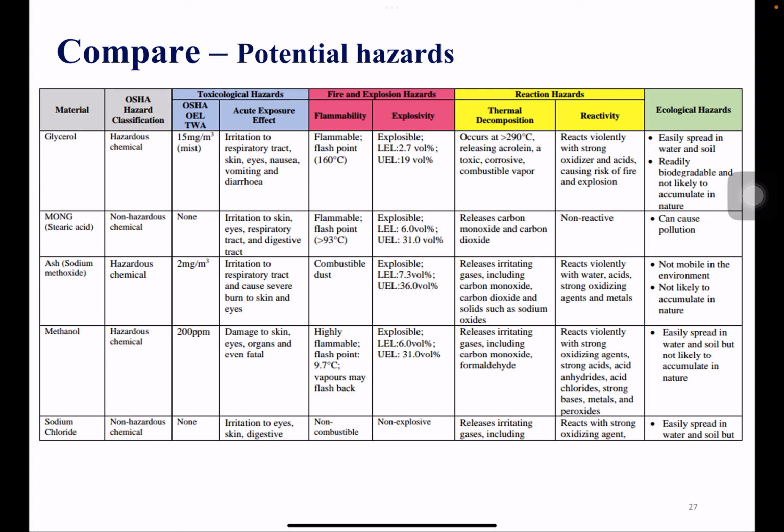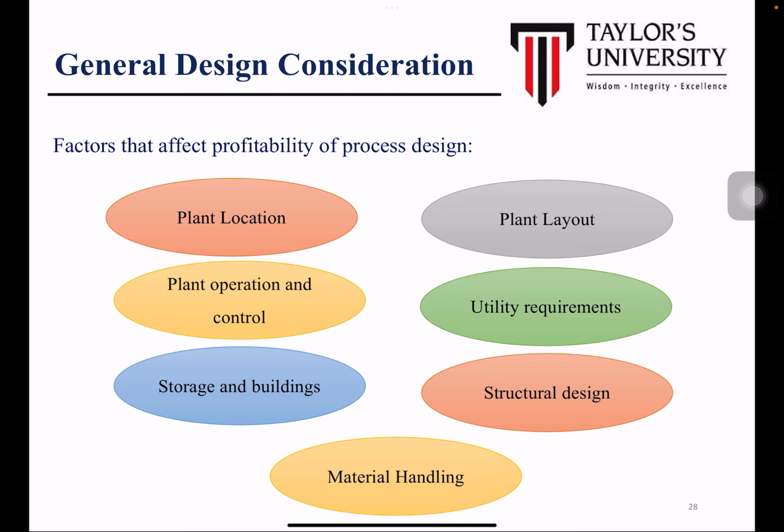Furthermore, moving ahead, the potential hazards that you can have. So this is all for your material handling. Okay, so list down all the materials that you have. Based on OSHA, you classify your hazard, and also based on toxic hazard, fire hazard, explosion hazard, reaction hazard, ecological hazard. Okay, list everything. Okay, so these are all that you need to compare before you finalize your process flow sheet.